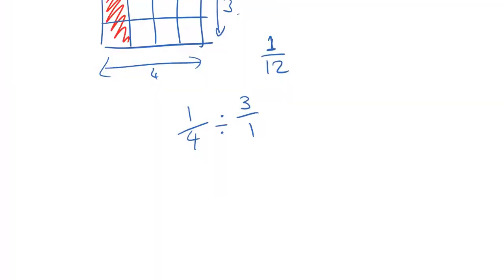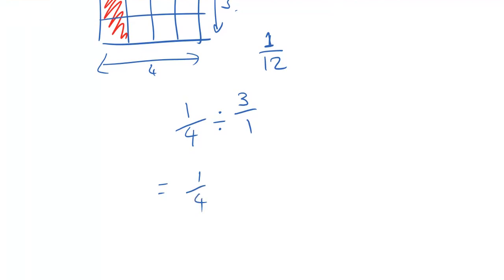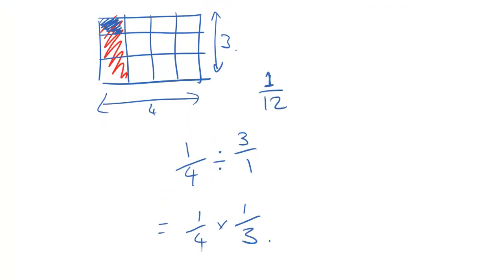A good tip to save some time is to think, well, if I'm dividing by 3/1, it's the same thing as flipping over that second number, writing the denominator on the numerator and the numerator on the denominator. So we've actually got a quarter times a third, because this technique is exactly the same as multiplication. So 1 times 1 is 1, and 4 times 3 is 12. That technique is going to help us get this answer quicker without the need for a diagram.